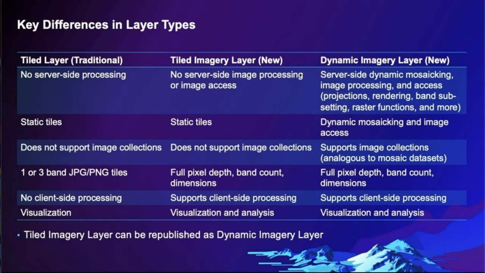And if you need additional functionality, such as server-side on-the-fly image processing and dynamic image mosaicing of image collections, then dynamic image layer is your choice. Dynamic image layer is supported by the latest release of image server running in ArcGIS Online. It provides a powerful server-side processing capability and also puts less load on the client. And because it's an image service, the same image service as in ArcGIS Enterprise, the layer is well supported by all ArcGIS applications.